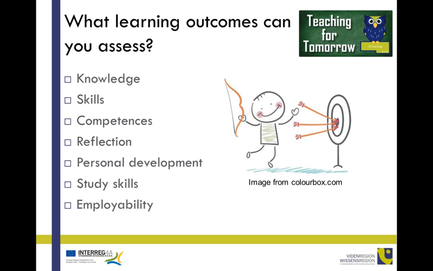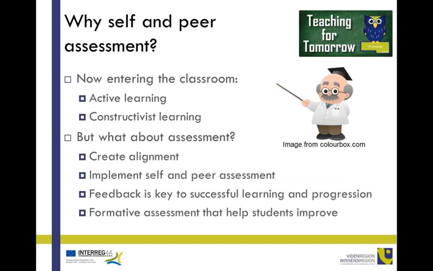Self and peer assessment using rubrics is a suitable method for assessing students' knowledge, skills, as well as competences. In addition, self and peer assessment and rubrics help students reflect on their own learning process and learning strategies, thus helping them to develop personally and to improve their study skills. Assessing your own work and the work of others is also a very important skill that increases students' employability.